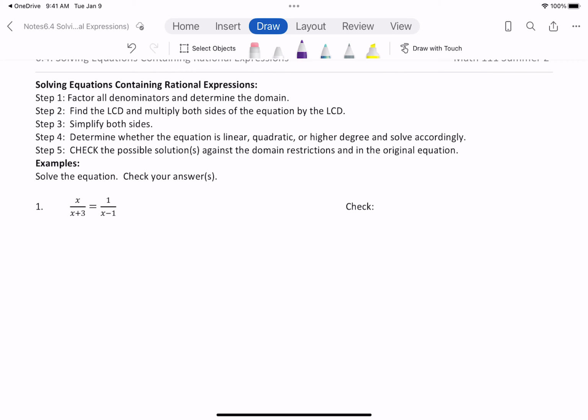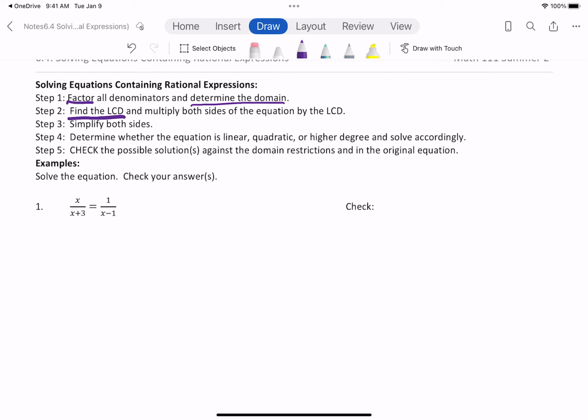So let's look first at a general strategy that we're going to use for solving these. First, we're going to want to factor all denominators if they aren't already in lowest terms and determine the domain. Then we're going to find the LCD and multiply both sides of the equation by the LCD. And then we're going to simplify both sides.